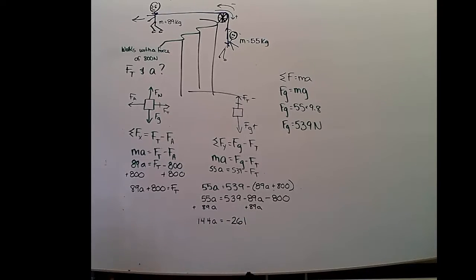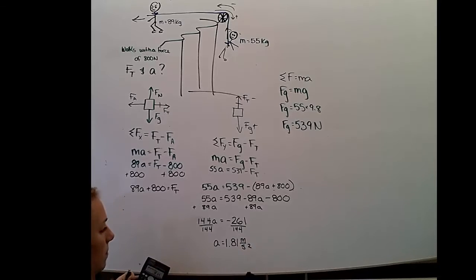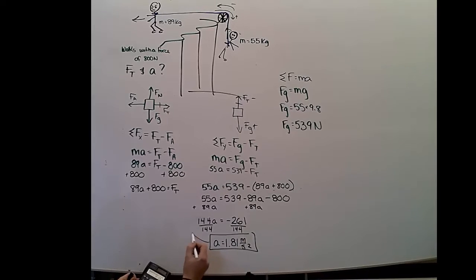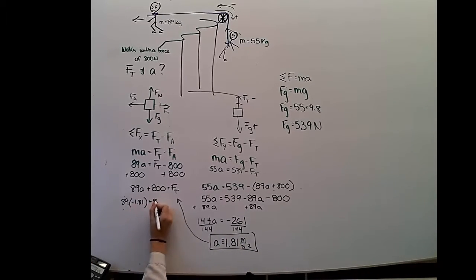To solve for acceleration, I'm now going to divide both sides by 144, and I get that my acceleration is 1.81 meters per second squared. Because the two men are attached, that is the acceleration for both of them, and I can use this acceleration in my tension force equation to solve for the tension force. So 89 times, and this number is actually negative. Do not forget that negative sign. And we get a tension force of 638.69 newtons.